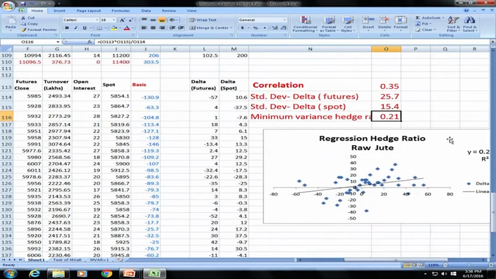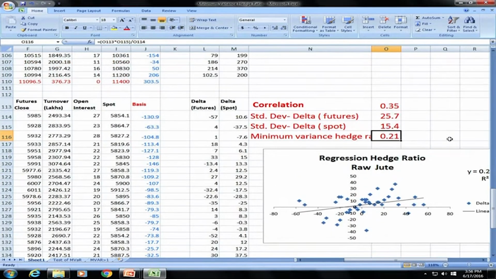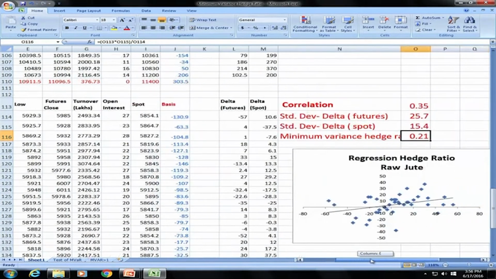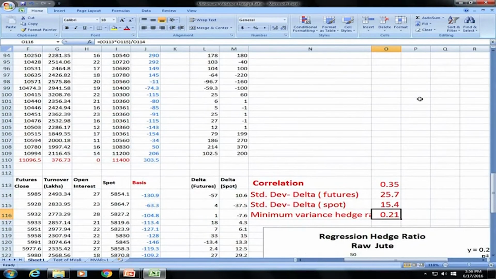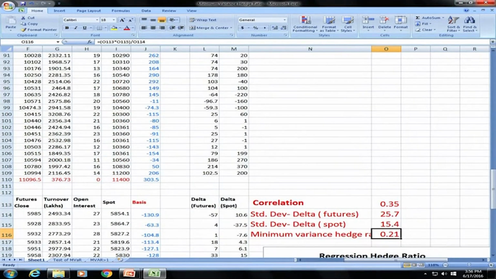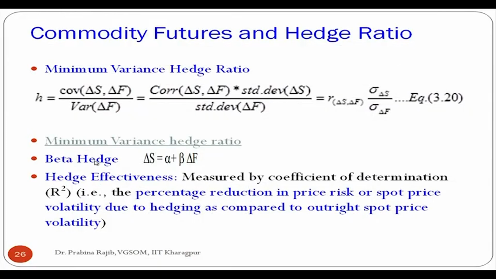So if a trader is holding 100 kgs of raw jute, he should be able to mitigate the risk by entering into 21 kgs of futures contract. So this is the minimum variance hedge ratio. The minimum variance hedge ratio can also be found graphically, through our ordinary regression method, which is known as the beta hedge.